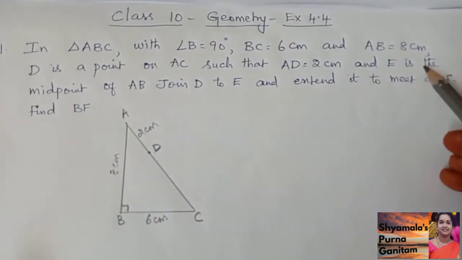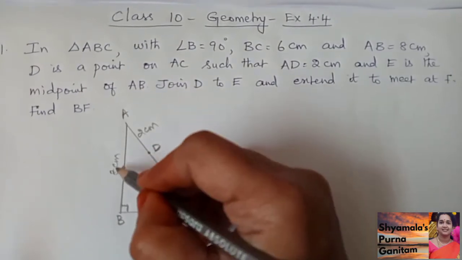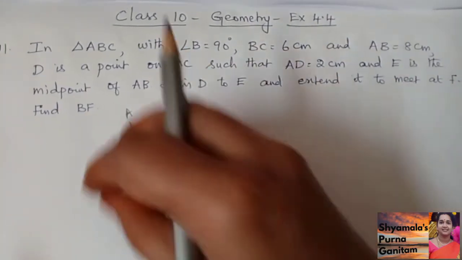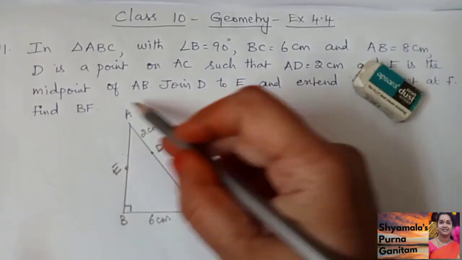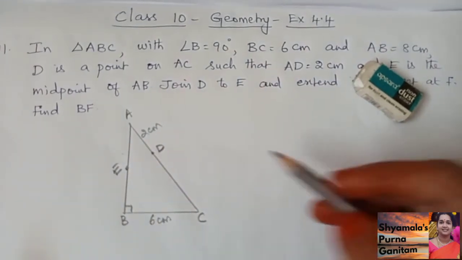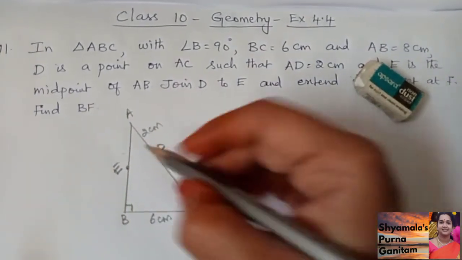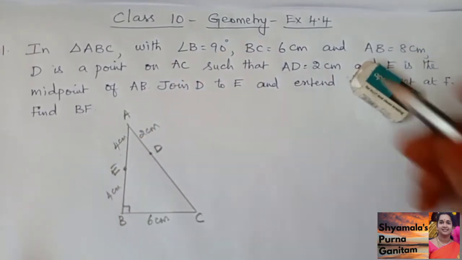And E is the midpoint of AB. So here E is there. I'll erase this. So this is E. E is the midpoint of AB. Since the length of AB is given as 8 centimeter, E is the midpoint, we'll get 4 centimeter and 4 centimeter here.